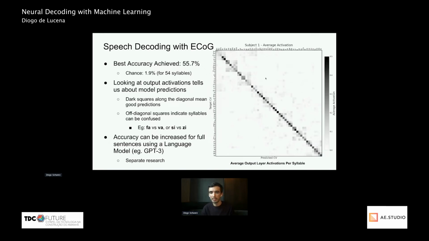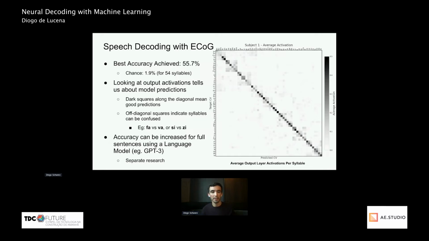You can see the confusion matrix here on the right. If it was a perfect classifier, you'd see a very black diagonal. The grayish squares around the confusion matrix mean that there were some misclassifications, but it's still pretty strong on that diagonal, meaning that most of those were classified correctly. And most of the misclassifications are happening for very similar sounds like fa and va or s and z.